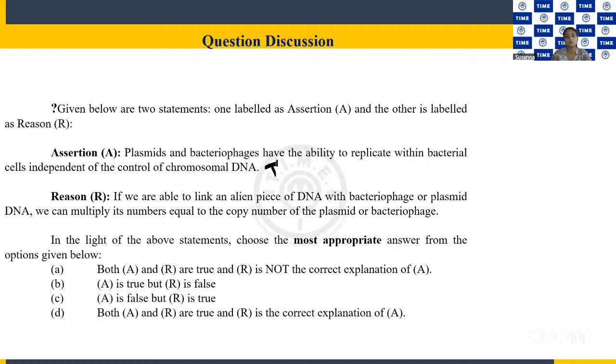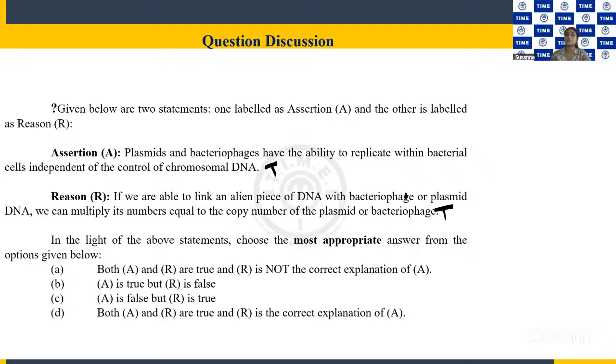It's true. And the reason they are giving is, if you are able to link an alien piece of DNA with bacteriophage or plasmid DNA, we can multiply its numbers equal to the copy number of the plasmid or bacteriophage. That is also correct. Yes, that's also a true statement. If the bacteriophage or the plasmid DNA has such a property, and you link an alien piece of DNA to the plasmid, that will also undergo replication and make multiple copies.